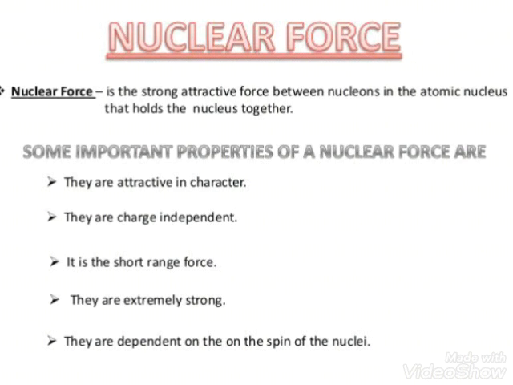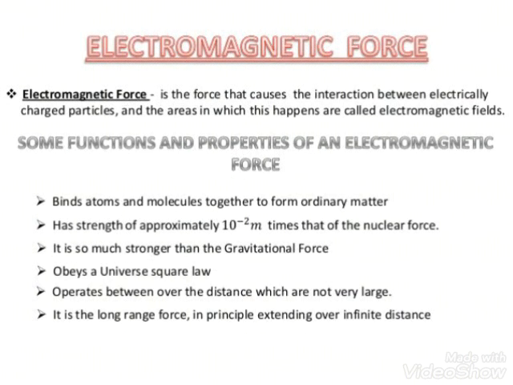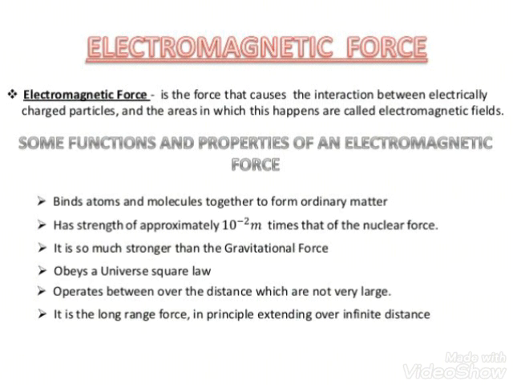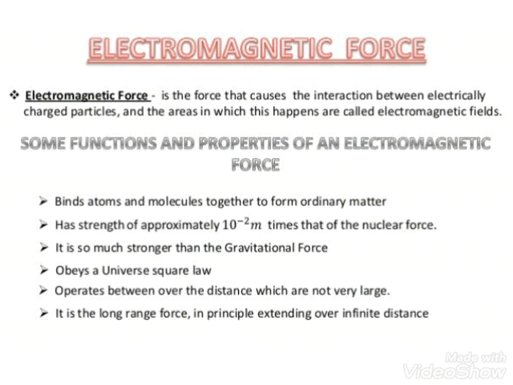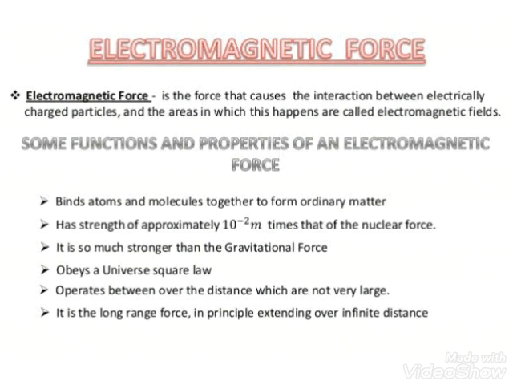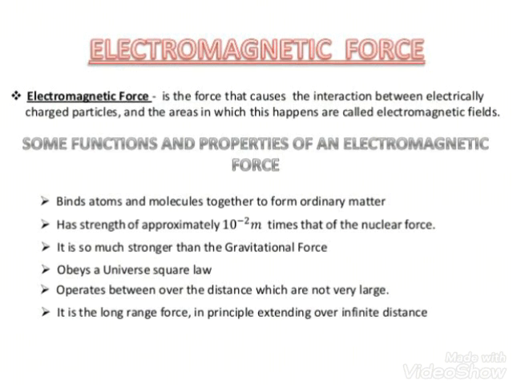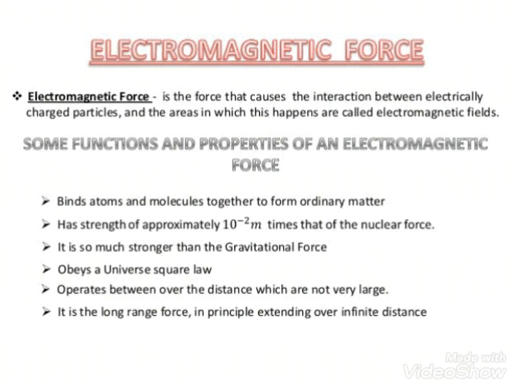Second is electromagnetic force. It is the force that causes the interaction between electrically charged particles, and the areas in which this happens are called the electromagnetic field. So electromagnetic force is present in that region where both the electric field and magnetic field are present. Some important functions and properties are it binds atoms and molecules. It has strength of approximately 10 to the power minus 2 times that of nuclear force. It is so much stronger than gravitational force.